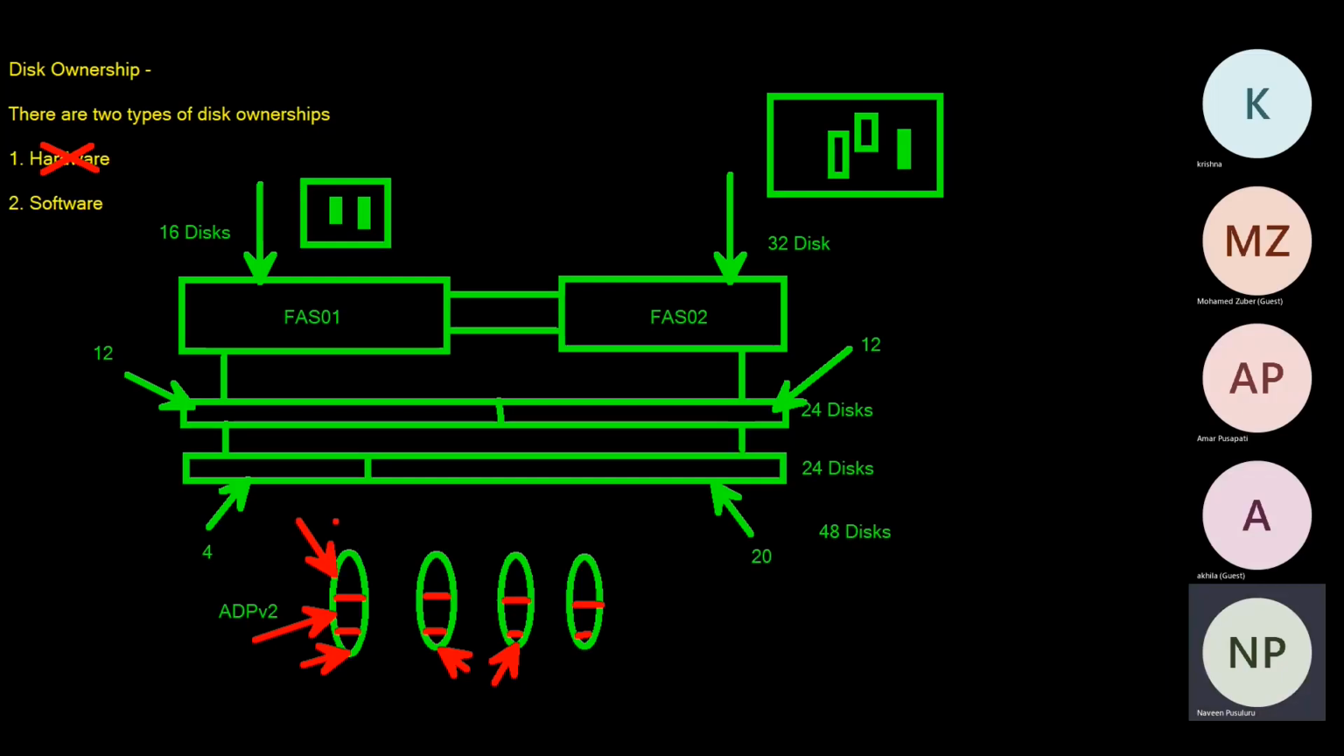That is how it is going to assign the ownership. Generally, it will distribute the disks equally across both the controllers. That is the default option. But if you have a requirement, you can assign both data partitions to a single controller as well.